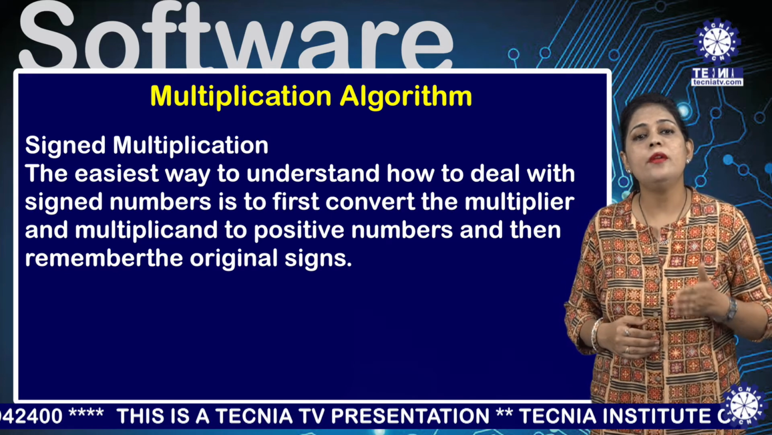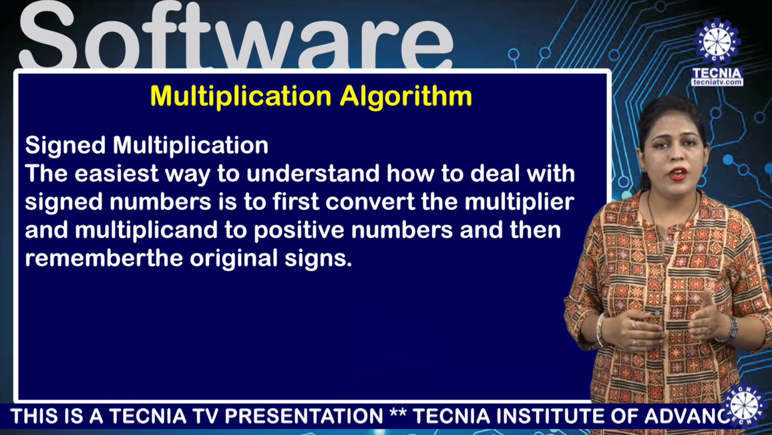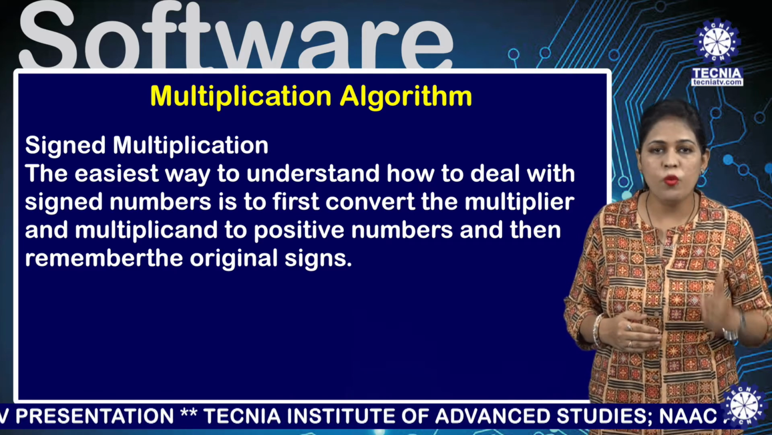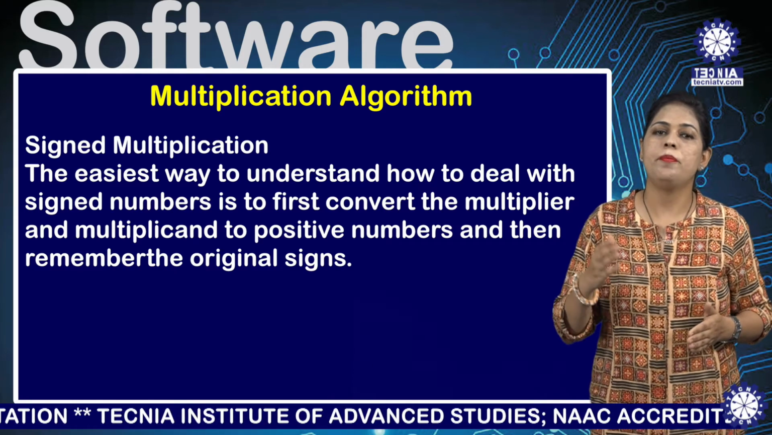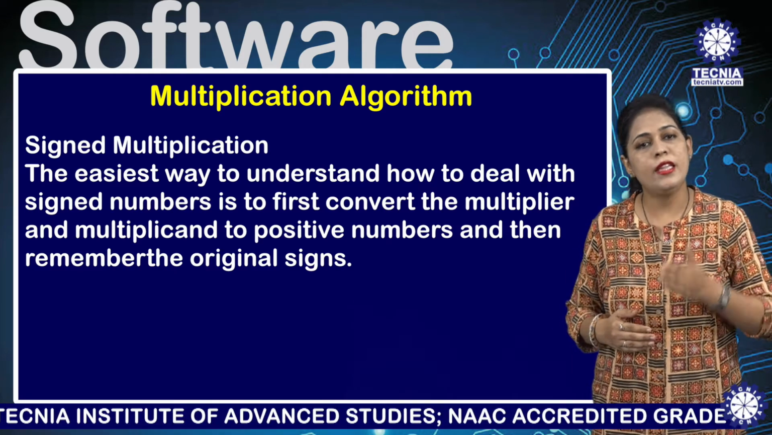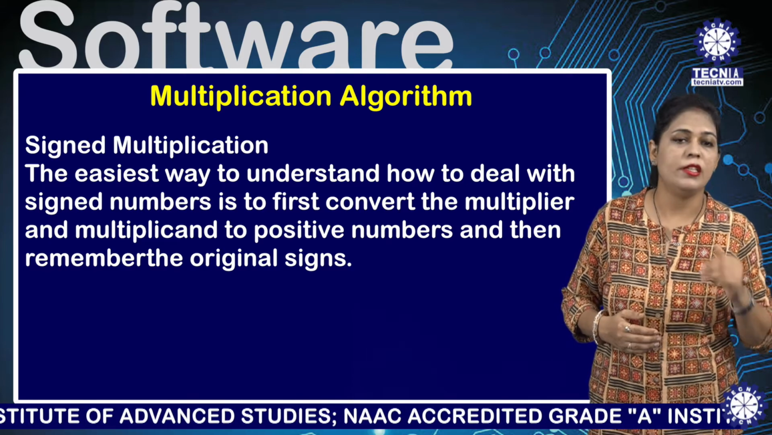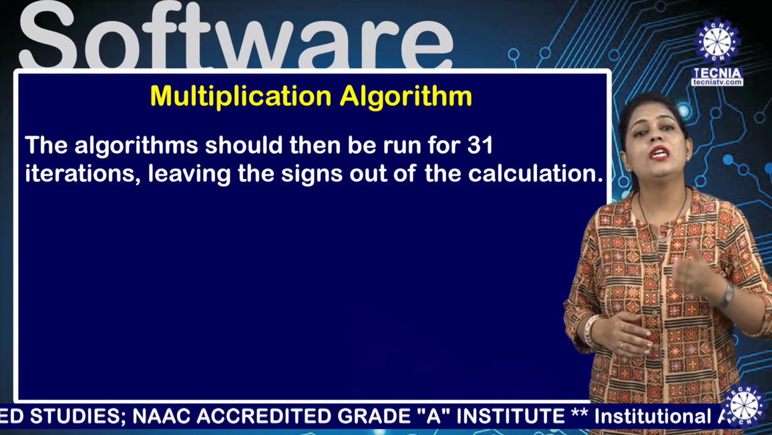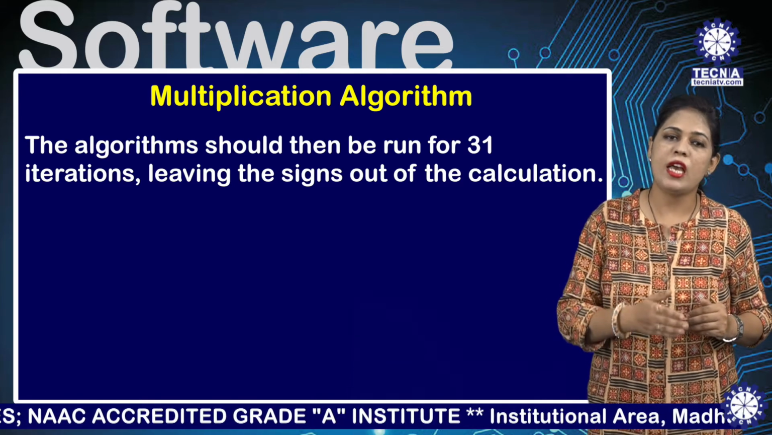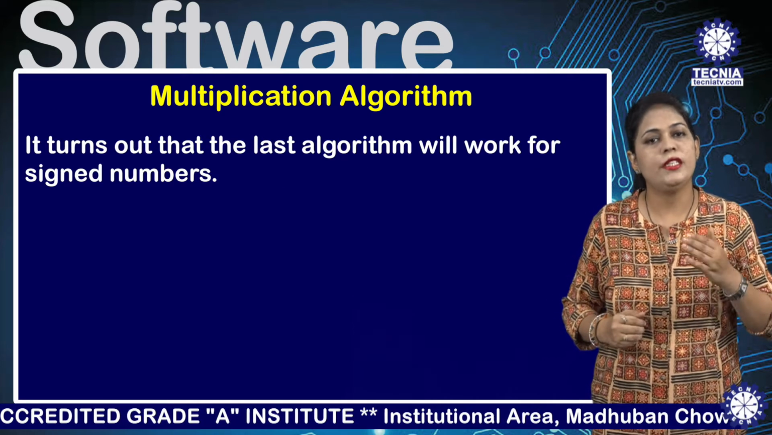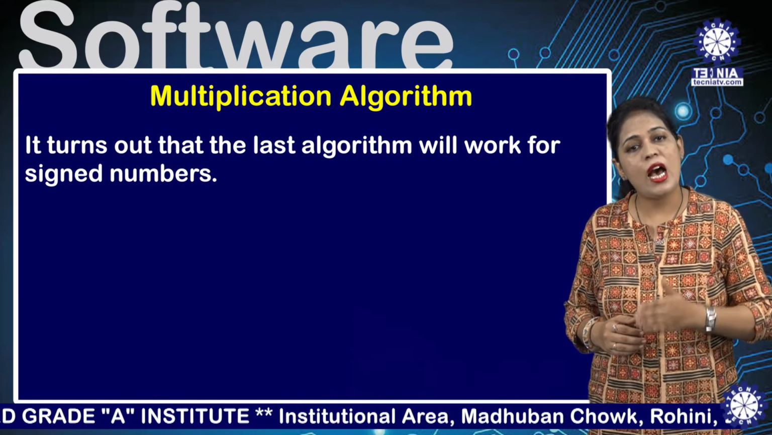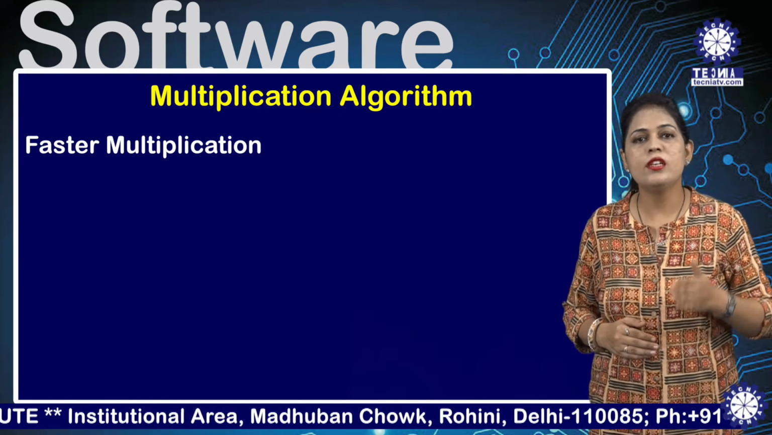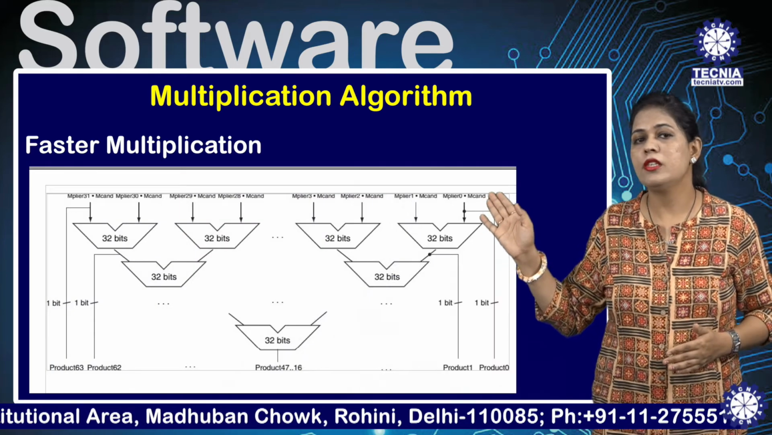Next is signed multiplication. The easiest way to understand how to deal with signed numbers is to first convert the multiplier and multiplicand to positive numbers and then remember the original signs. Next, the algorithm should then be run for 31 iterations, leaving the sign out of the calculations. It turns out that the last algorithm will work for signed numbers. Next is faster multiplication, as shown in this diagram.